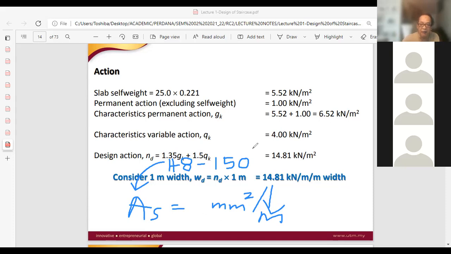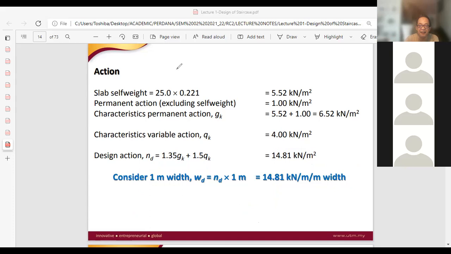So remember, our loading is originally per meter square, multiplied by 1 meter width, so all the calculations will now be in kilonewton meter per meter width for the bending moment. Shear force will be kilonewton per meter width. Loading will be kilonewton per meter width, and so on. So this would be our approach to design for the staircase. Okay. Any questions so far?